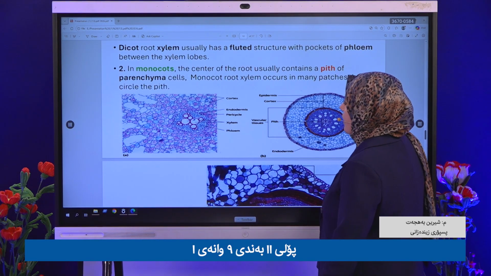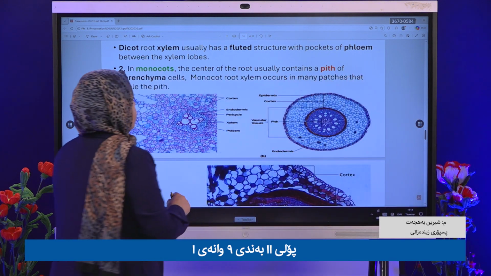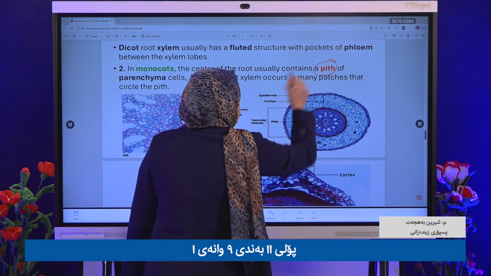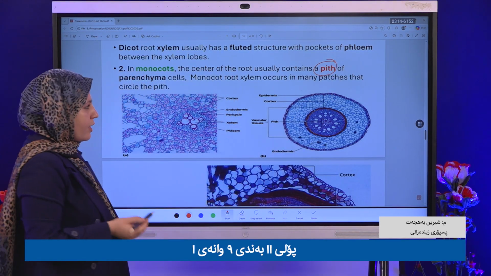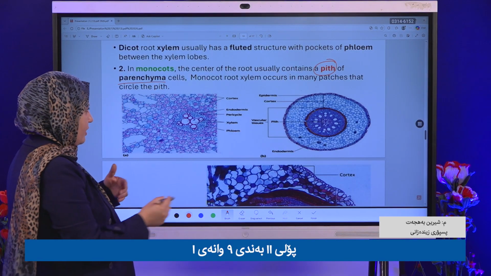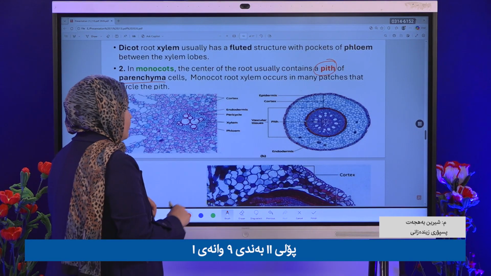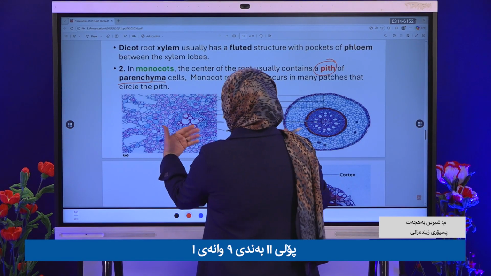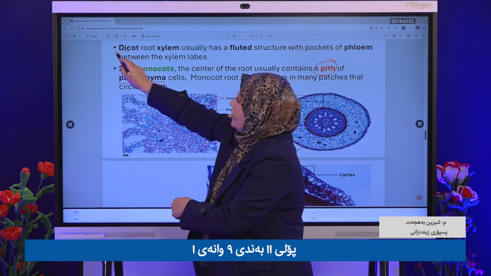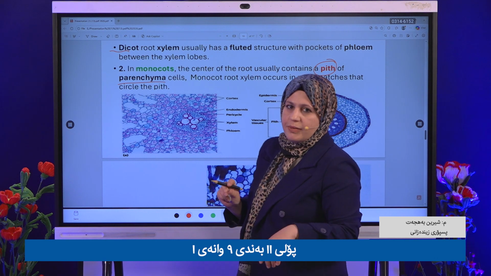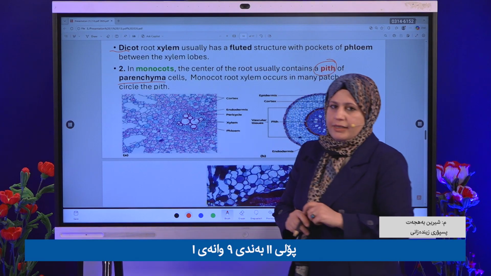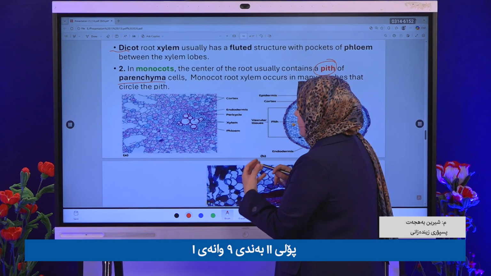But in monocots, the center of the root usually contains pith made of parenchyma cells. Have you seen the difference? Look at it. We have two sections. This section is from a root of which plant? Dicot or gymnosperm plant. This section is a root from a monocot plant. Clear? We were talking about xylem.